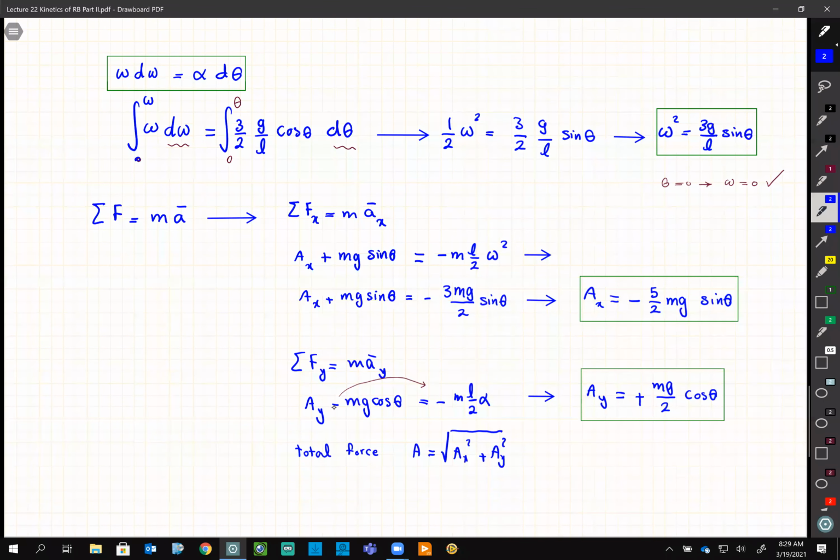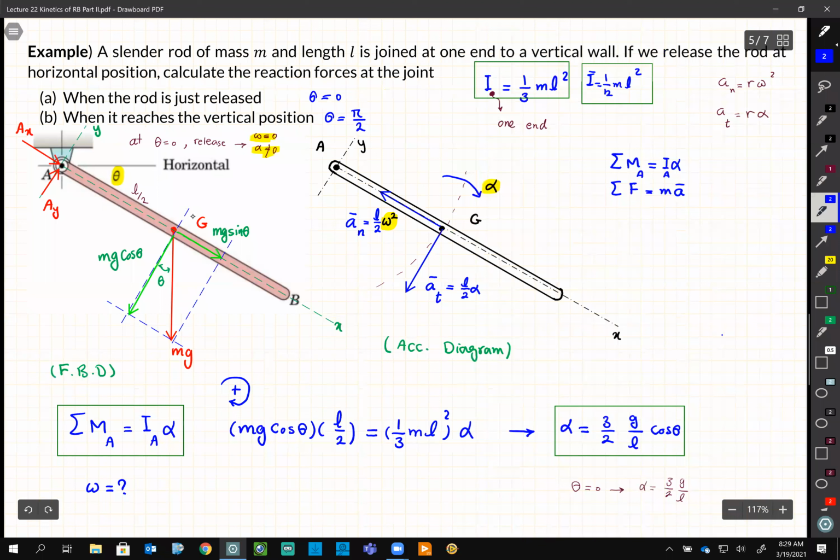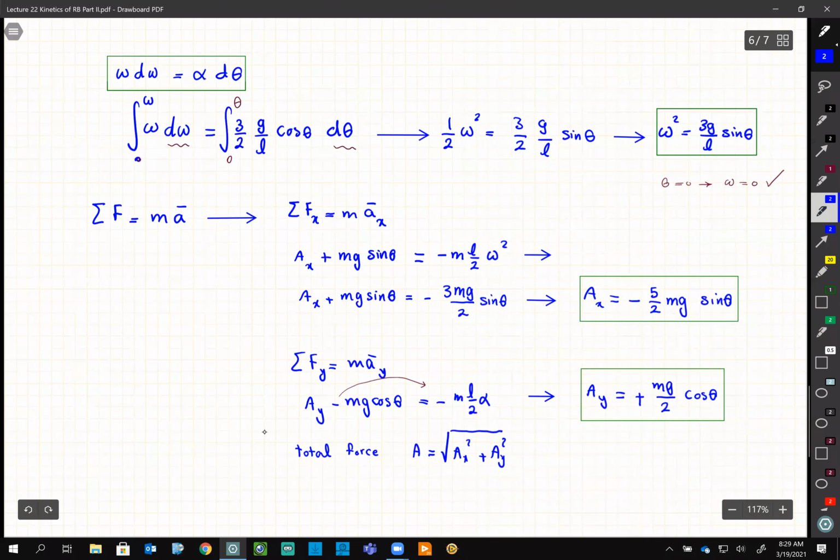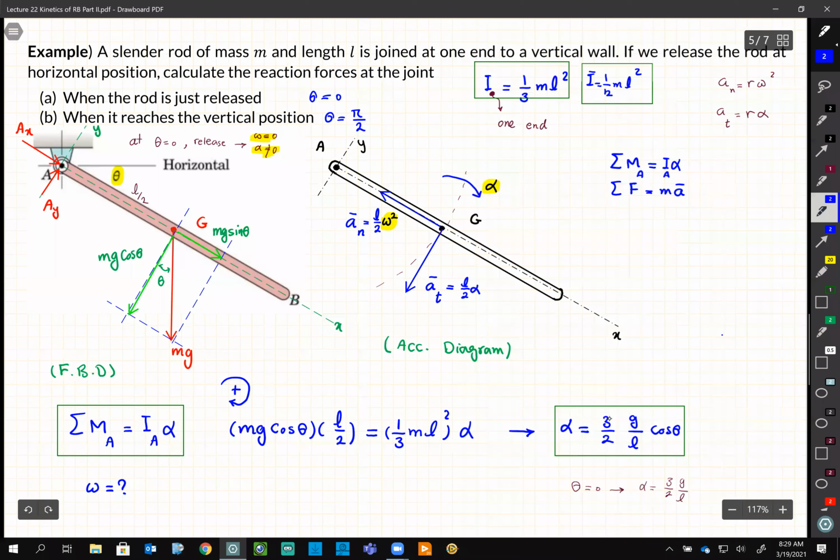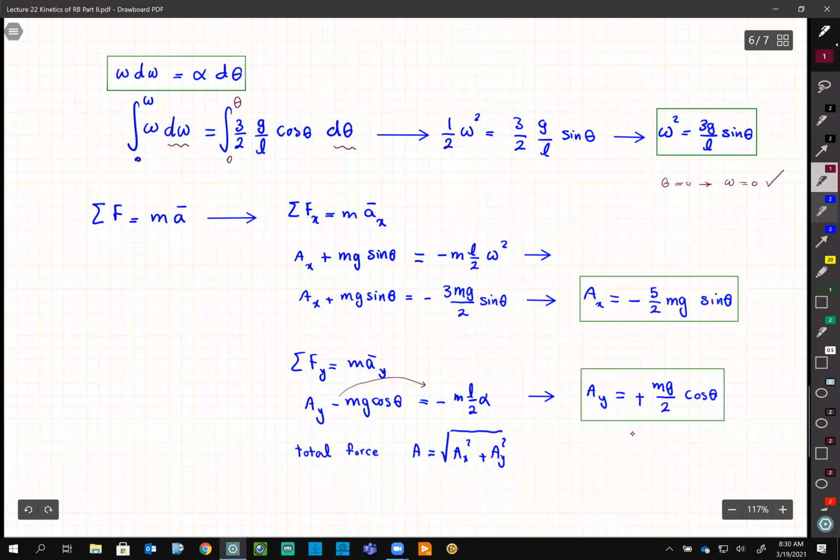Everybody, let's double check our calculation. Let's first check the equation AY minus mg cosine theta, right? Because it has to be minus because it's in the opposite direction of y. So the equation is correct. And if we put alpha, what is alpha? I might be wrong here. Oh, you're right. Alpha is 3 over 2 g/L cosine theta.